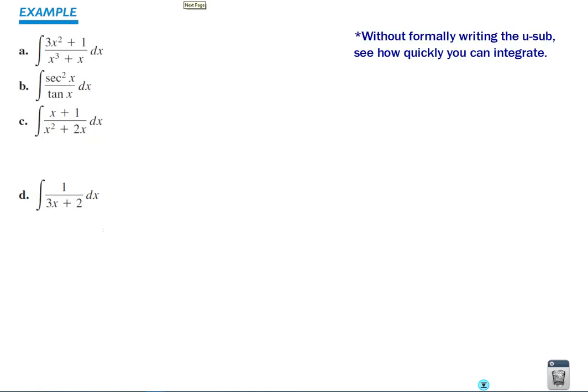With these, without formally writing the u sub, see how quickly you can integrate them. Some people need to do the formal u sub every single time, and honestly, that's okay. If you are that person, I'm totally fine with it. You need to show your work. But that's not everybody. Some of us can easily identify, oh, this is u in the denominator and du up front, so I can essentially do the u sub in my head without actually formally doing it.